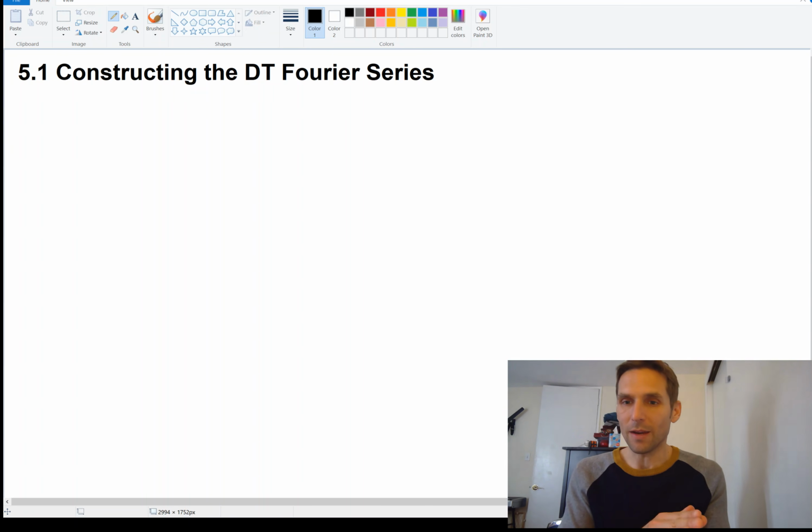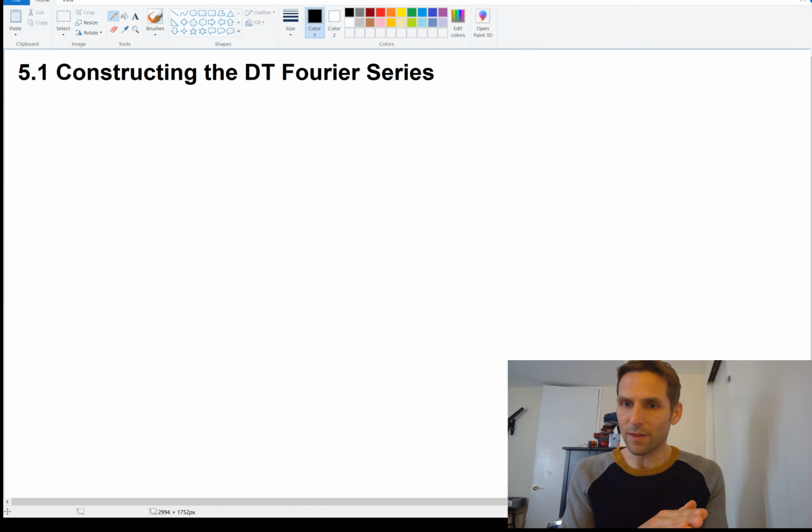Now, we are not going to cover the DTFS in as much detail as we did for the CTFS. I'm not going to show you as many proofs and the construction. I'm not going to show you those details because many of them are very similar or the same as the CTFS. And it's just not worth our time to cover those details again.